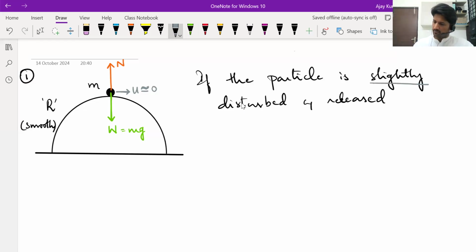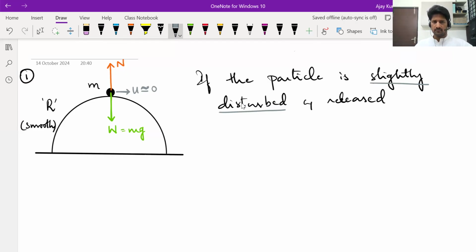When it's slightly disturbed and released... Yes. It depends on where the force is acting. See, we have disturbed it, means we have given it a small velocity. And then the particle is on its own. What will happen?